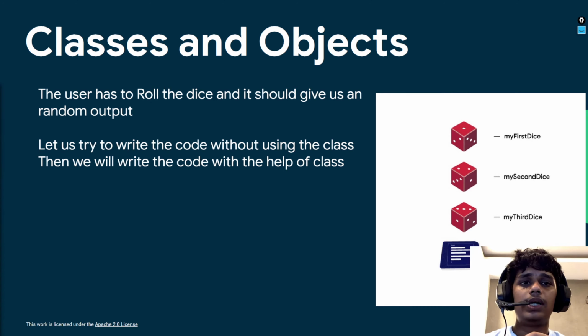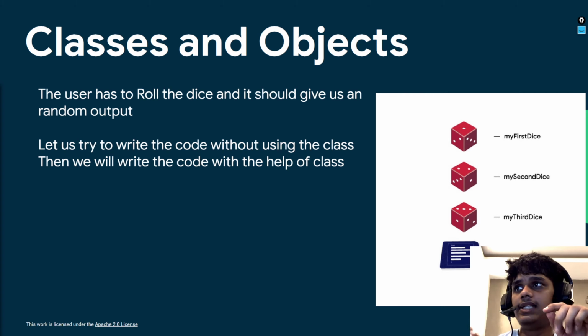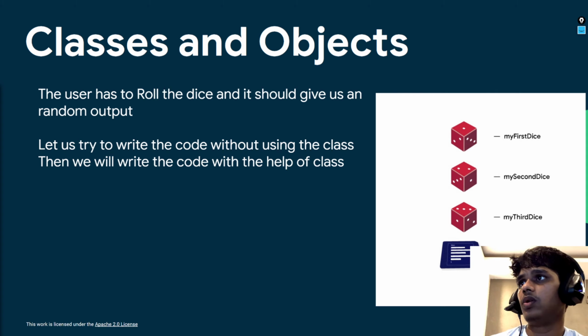So what I'm going to do is first write a code, as I told you we would. That code will give me a random output number with the help of a six-sided dice. Let me just open Kotlin.